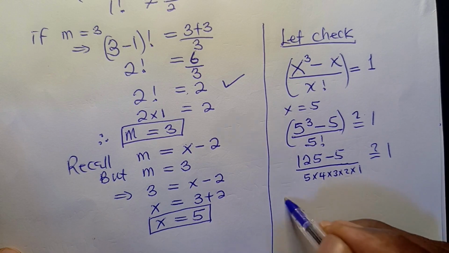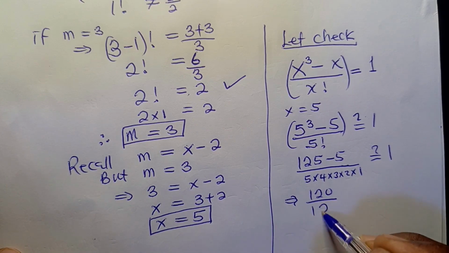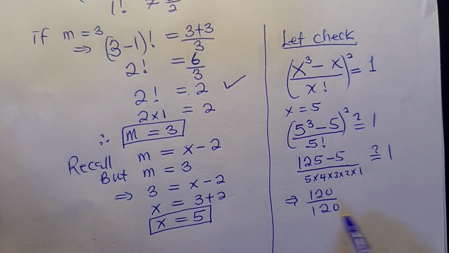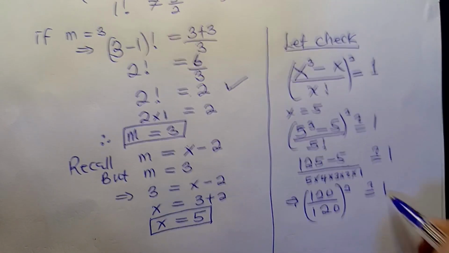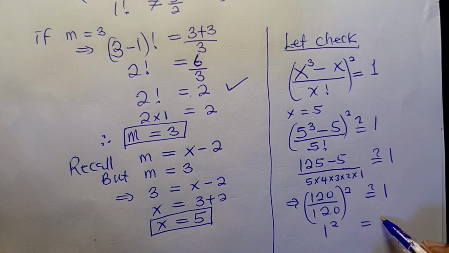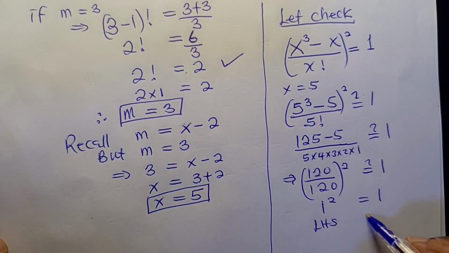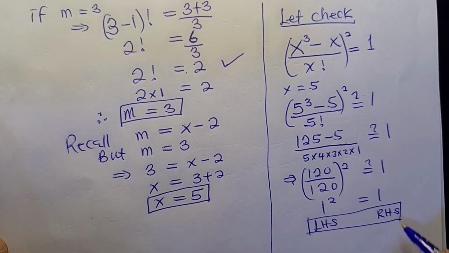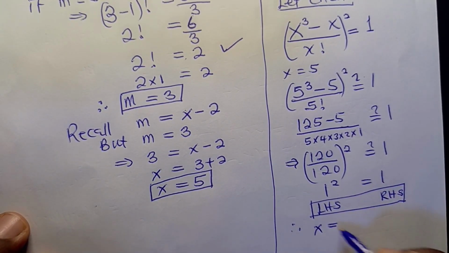So this will give us 120 divided by 120. Remember there's a square here, sorry about that. So we have the square equals 1. 120 by 120 will give us 1, squared, and that's equal to 1. So the left hand side is equal to the right hand side. So this is proof. Therefore x is equal to 5.